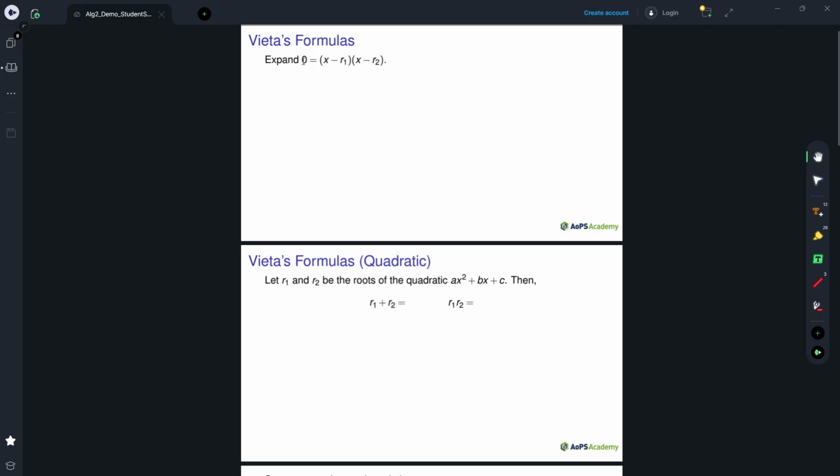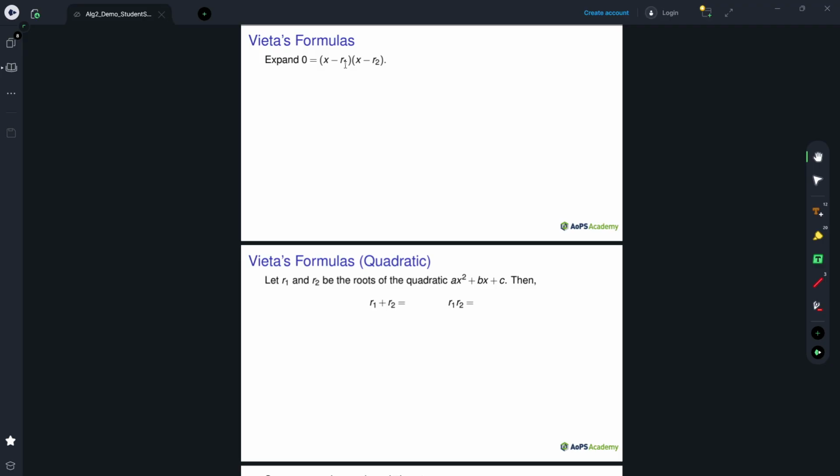Okay, so this right here doesn't have the ax squared term in it, but since it has x here and x here, those two multiply to get x squared, right? So this is a quadratic equation. So let's look at the problem. It's telling us to expand 0 equals x minus r1 times x minus r2. So does anyone notice anything about these two expressions in these parentheses?